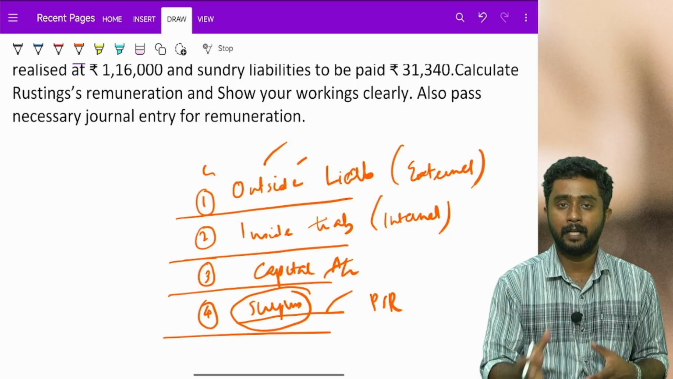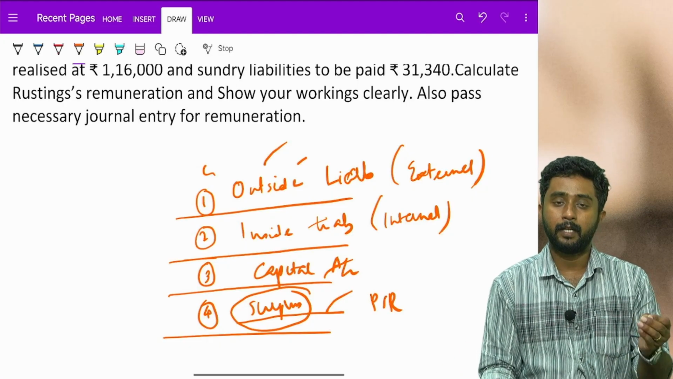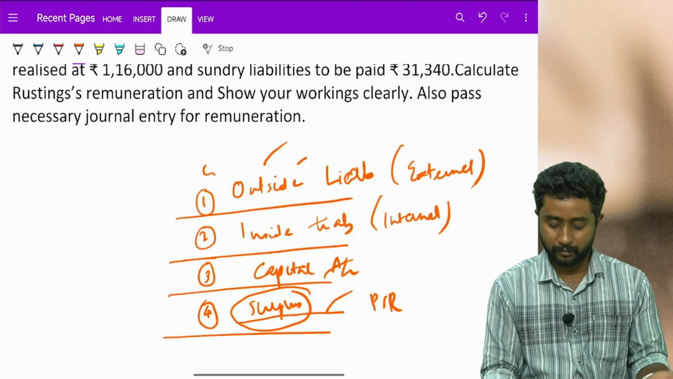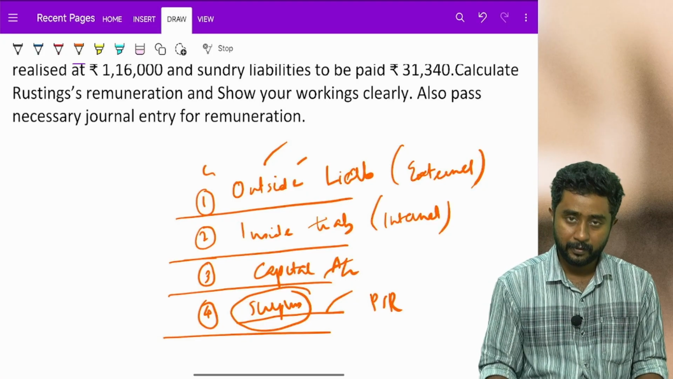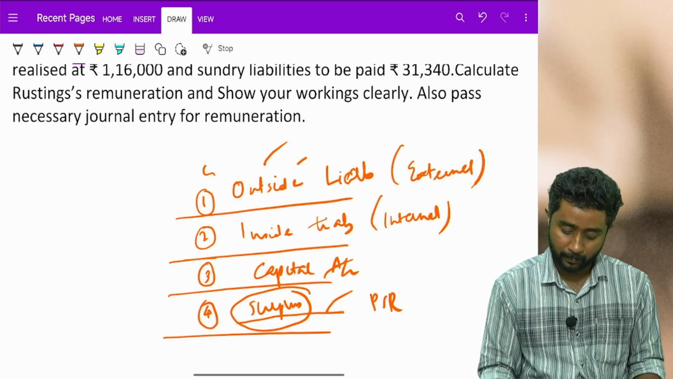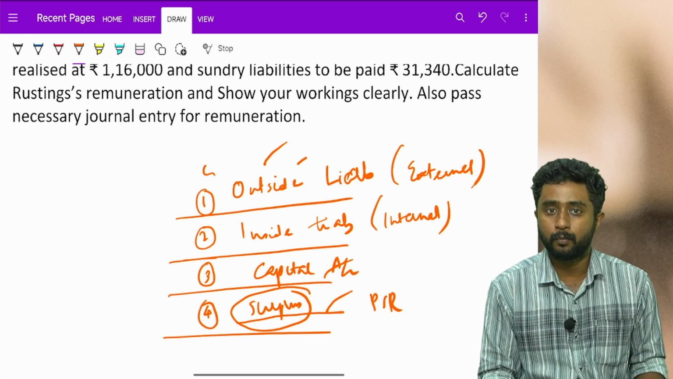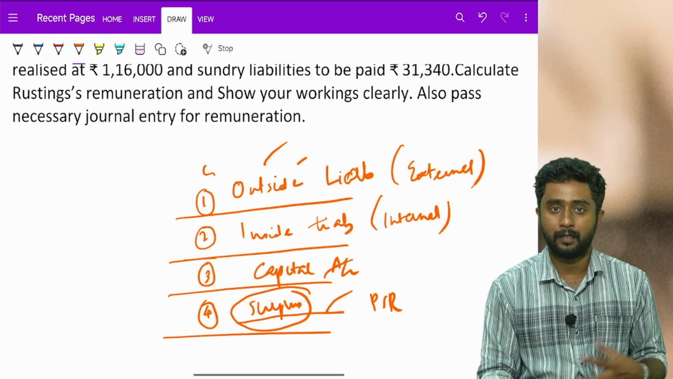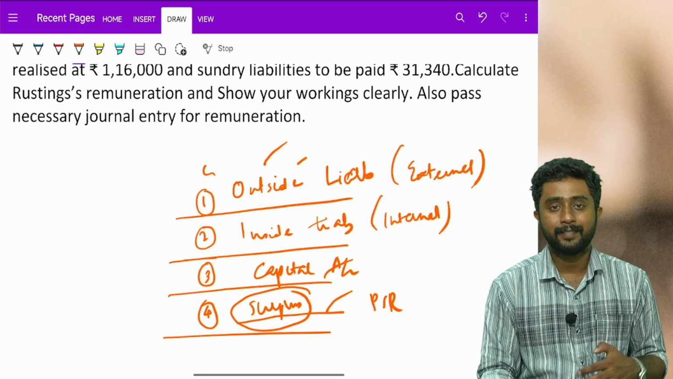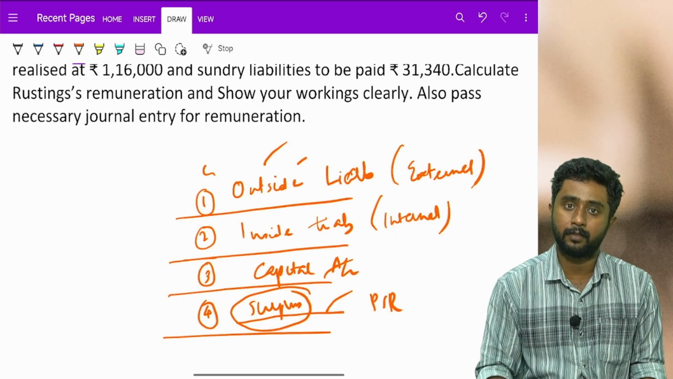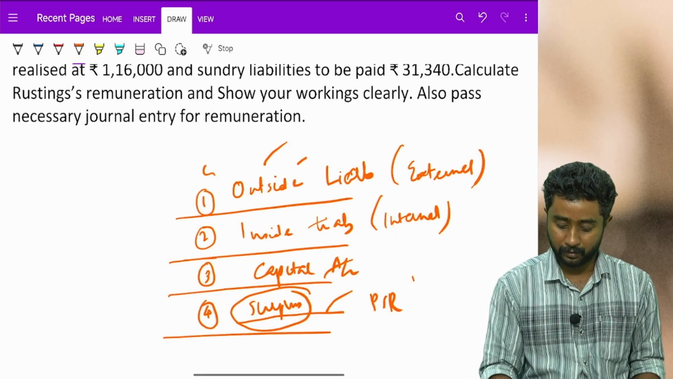So when we sell an asset at the time of dissolution, the money that we get, first it will be used to pay the outside liabilities. Leftover money will be used to pay the inside liabilities, that is partner's loan. Third, it will be used to pay the partner's investment in the business, that is capital account. Okay, partner's investment is shown by the capital account only, right? Still, if any extra money is there, it will be distributed to the partners in their profit sharing ratio.